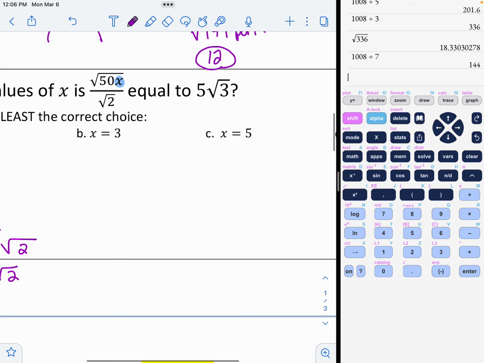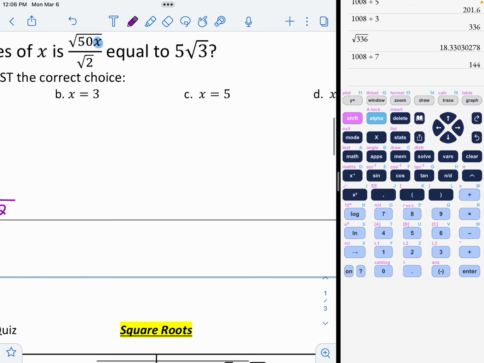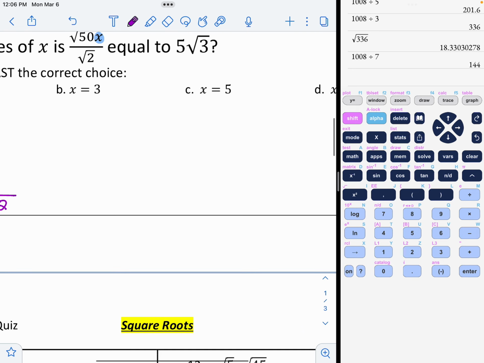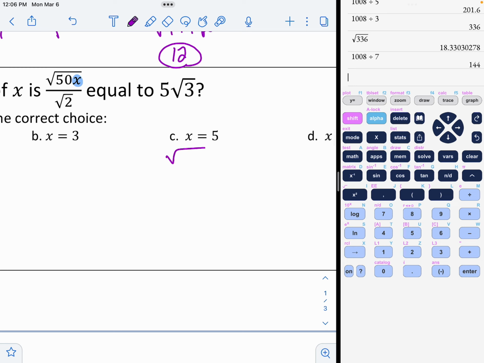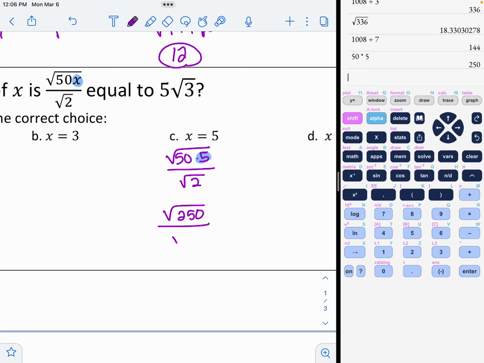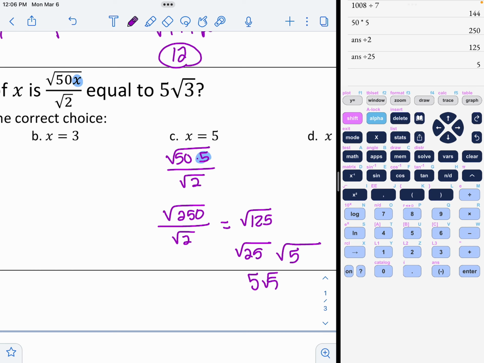I will, however, just for the majority of you who might be a little confused, go ahead and show you how C is not the answer, just in case you're wondering what it looks like if it's not the answer. So in for x went 5, so that would be 50 times 5 is 250, divided by 2. 250 divided by 2 is the square root of 125. And then you have to break it apart like we normally have been. I think 25 is going to be your perfect answer. You get 5, so that's 5 square roots of 5. But that's not what they wanted.